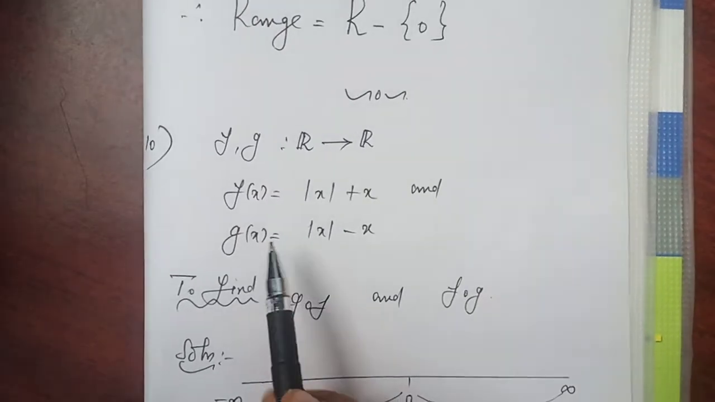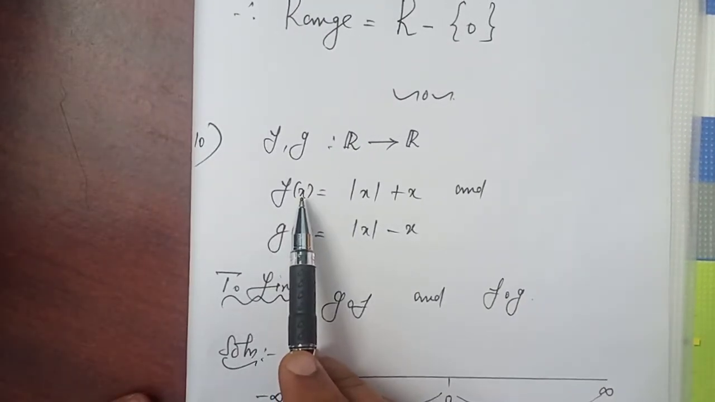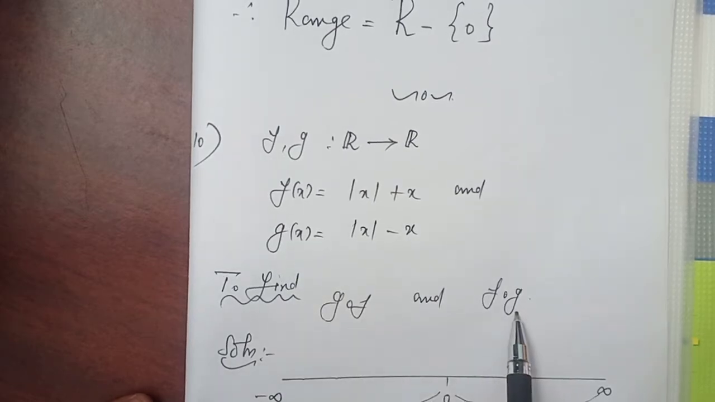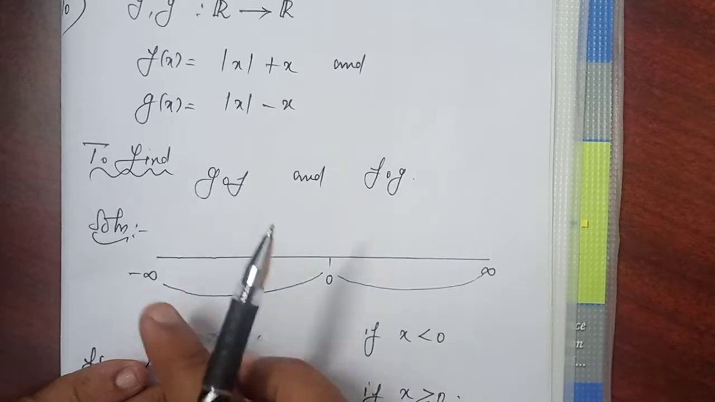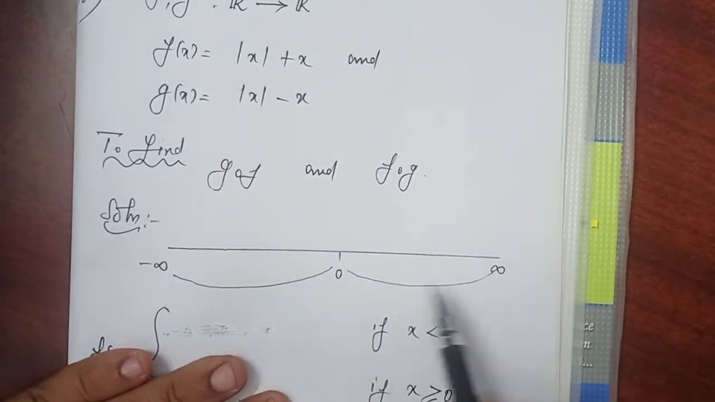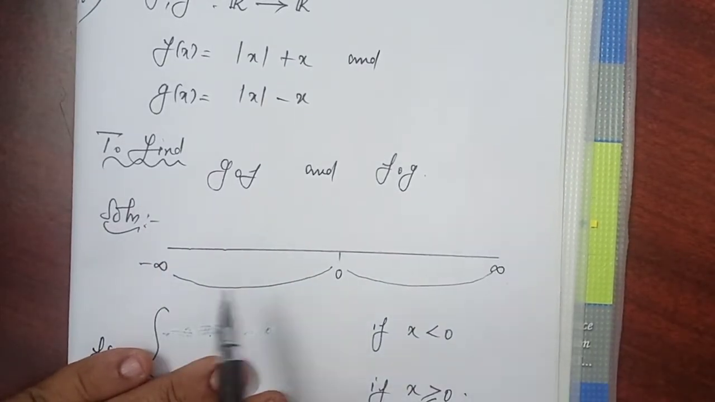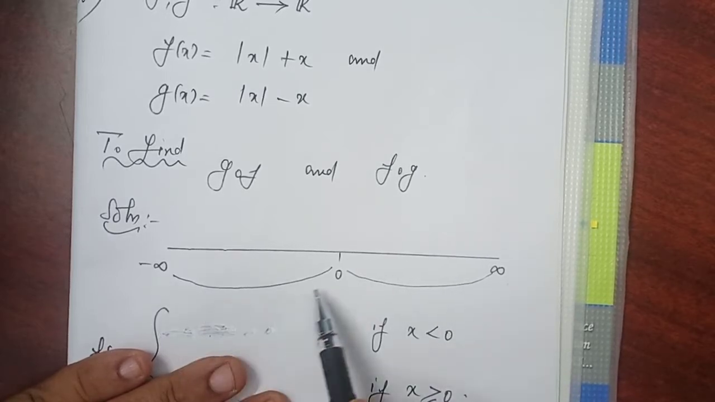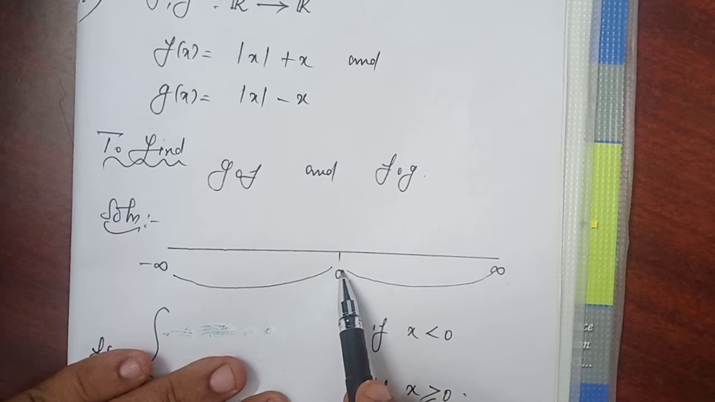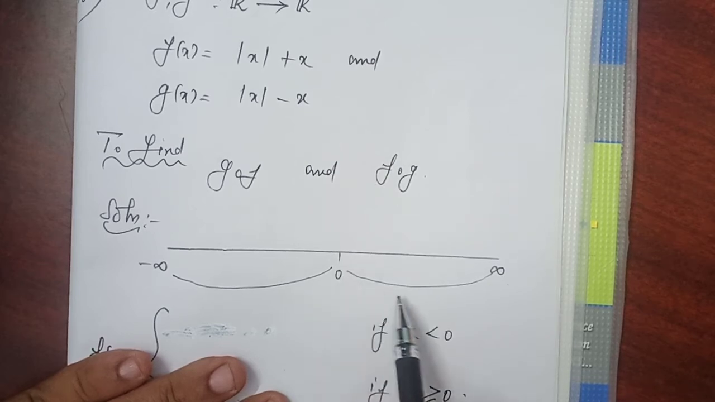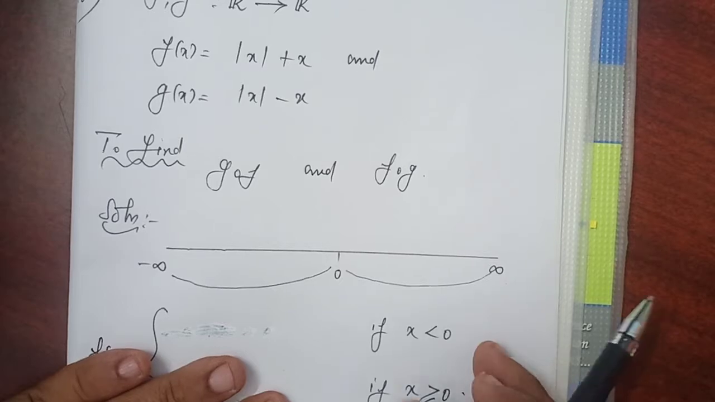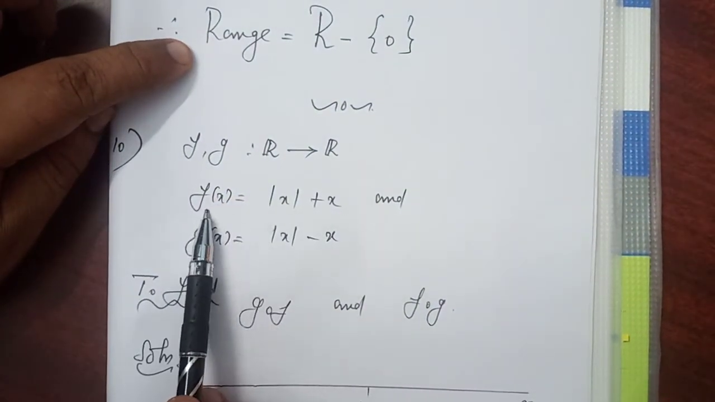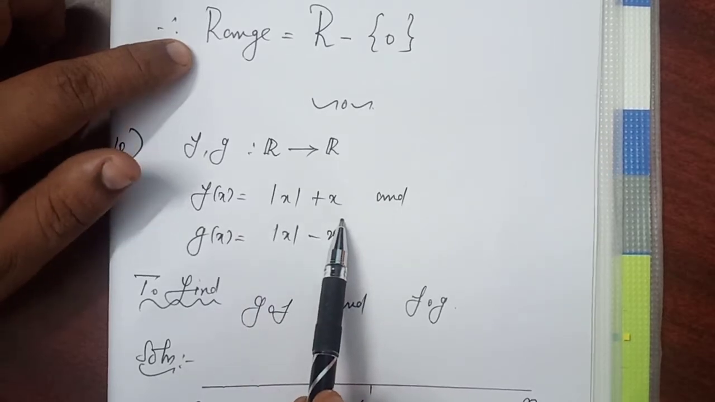Right. Problem number 10. Here is the function f of x and g of x. To find g dot f and f dot g, first we draw a real line, minus infinity to plus infinity. This real line is to be divided into two intervals. One is minus infinity to 0 and the next one is 0 to infinity. So the given function f of x has to be redefined first.